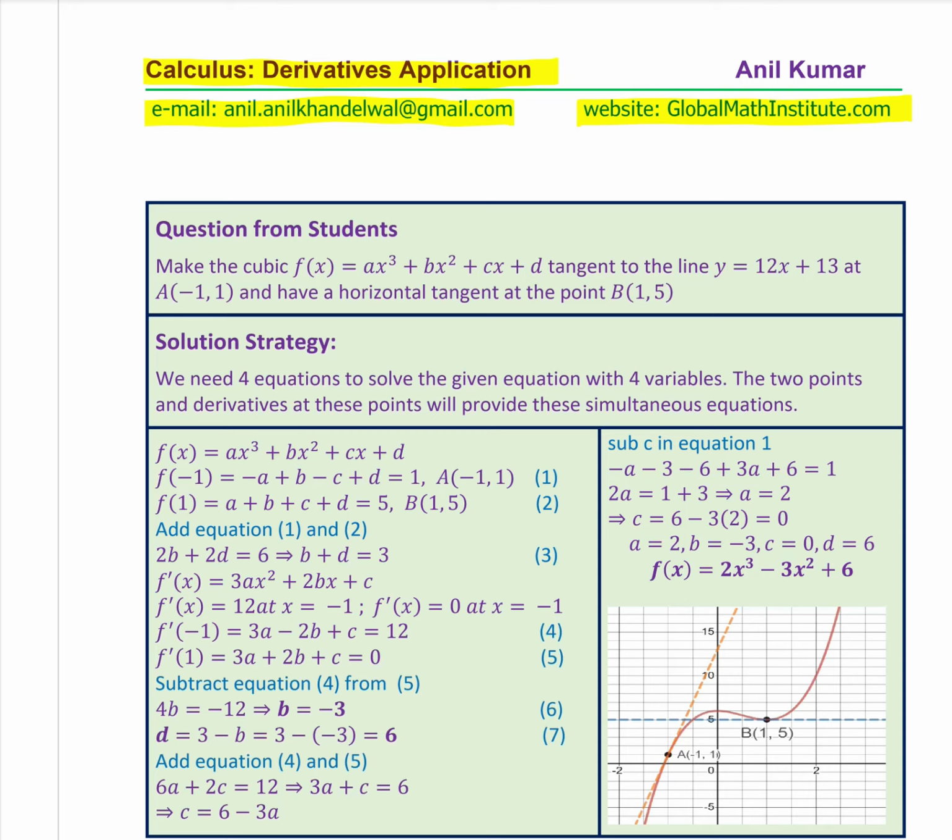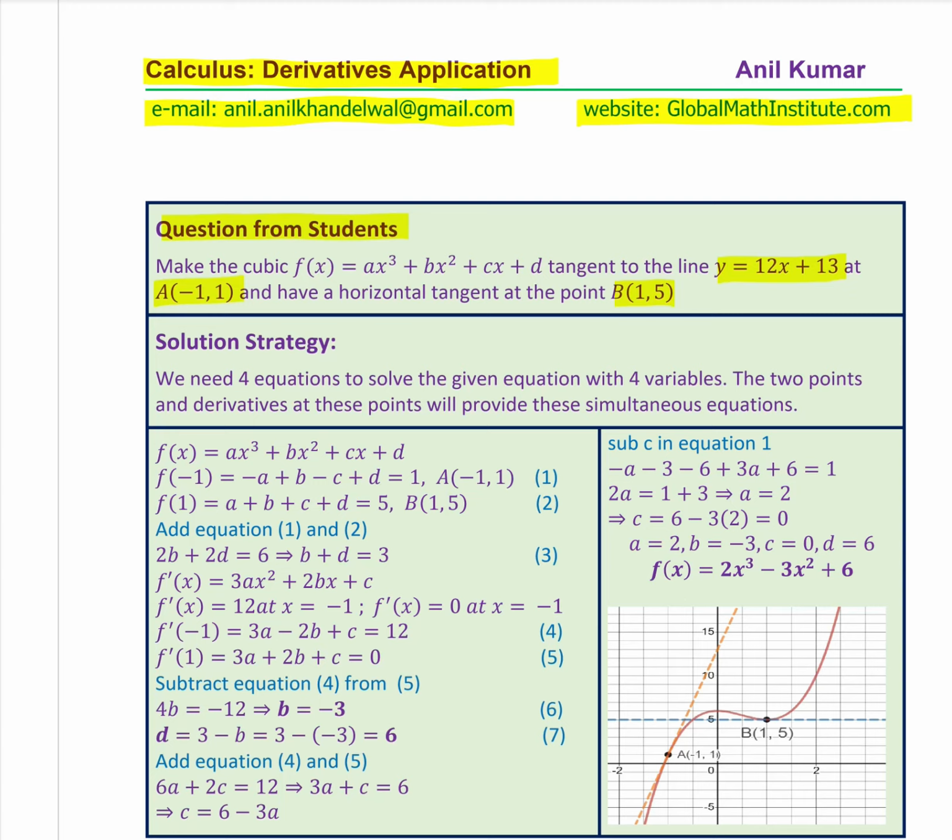Now, the question here is from one of our students, as I said, and the question is very interesting. It says, make the cubic function f of x equals ax cubed plus bx squared plus cx plus d tangent to the line y equals 2x plus 13 at A equals minus 1, 1, and have a horizontal tangent at the point B, 1, 5. I would like you to pause the video, answer this question, and then look into my suggestions.